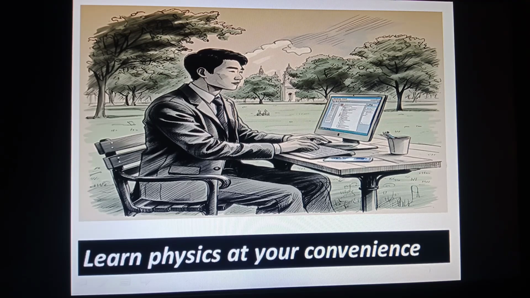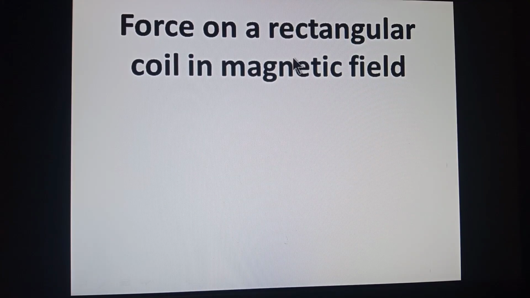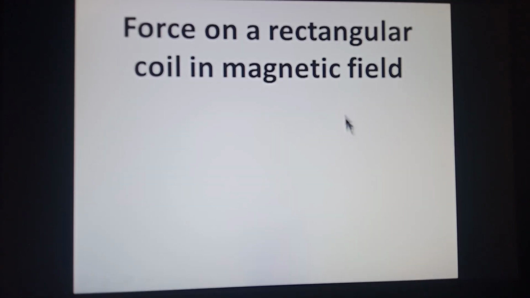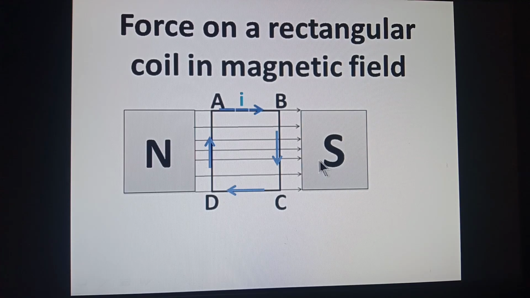Let us start our today's lesson. The topic is force on a rectangular coil in magnetic field and if current is flowing in the coil. Students, you know that a current carrying wire behaves like a magnet, and if wire is in the form of rectangular coil and it is placed in the magnetic field of a magnet, then what happens?